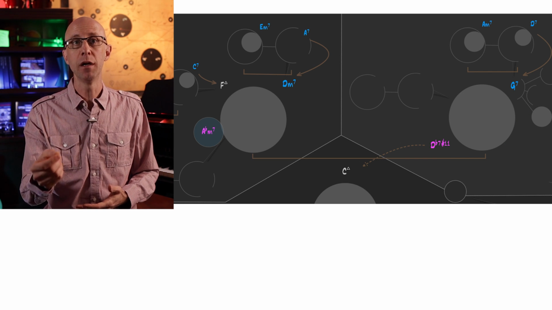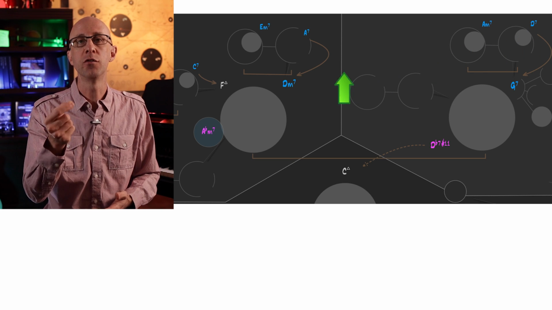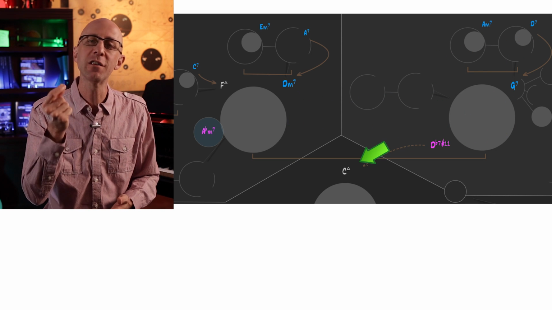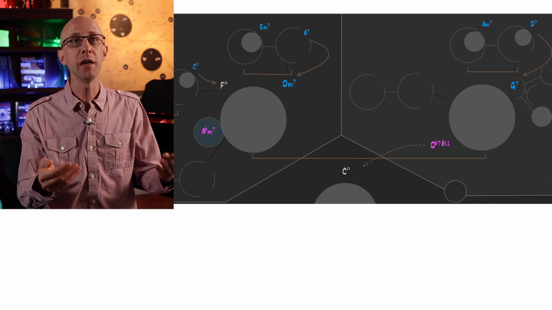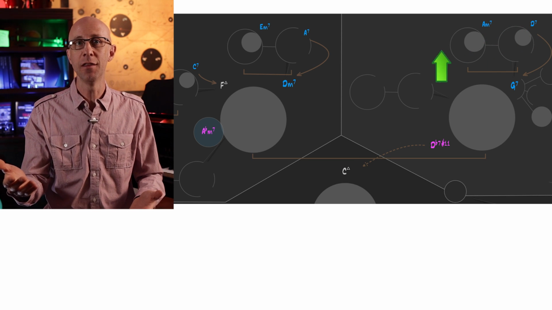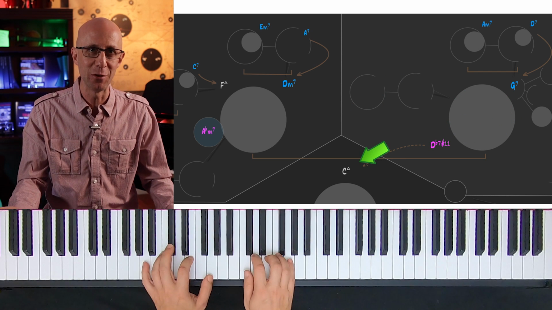As we've shown you on many videos, this movement, 2-5 of 5 to 2-5, creates a perfect turnaround in any key. So in the key of C, we can play A minor 7 to D7, and then D minor 7 to G7, finally resolving to C major 7.